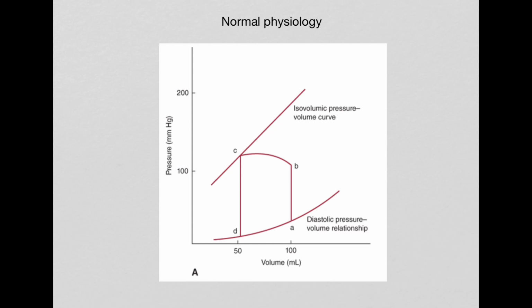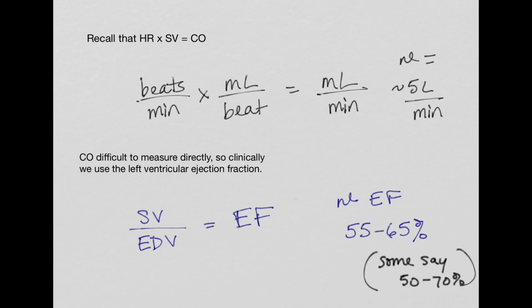It's always important to go back to our normal physiology and keep in mind the pressure-volume relationship of the ventricles. Of course, we have diastole over here and systole represented here, with isovolumetric relaxation and isovolumetric contraction. And of course, we know that cardiac output is heart rate times stroke volume, which gives us milliliters per minute. And normal cardiac output is around 5 liters per minute, but of course, this varies widely depending on the patient's body size and whether or not they're active or exercising.